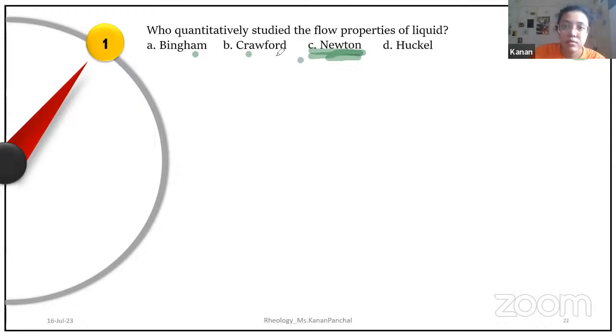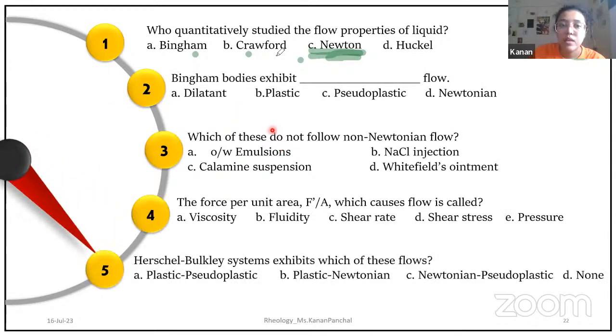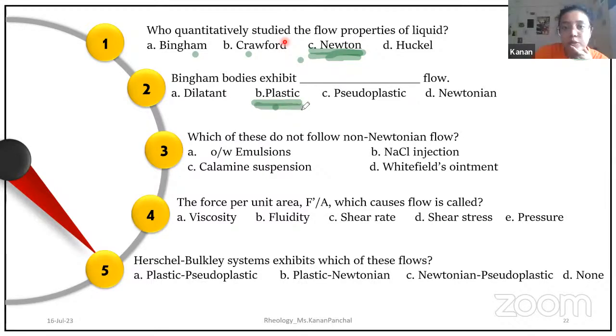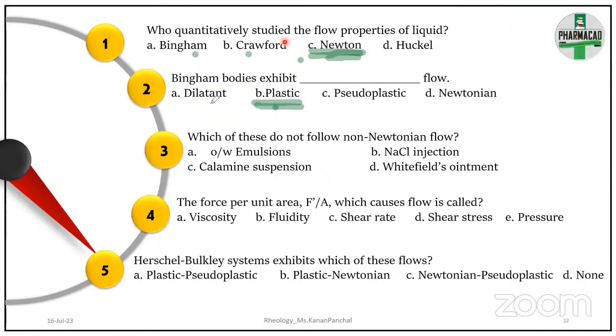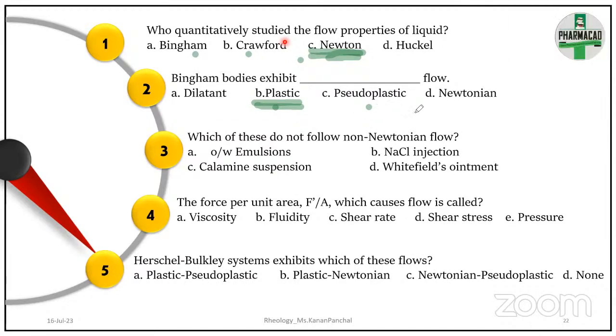Next. Let me put all the questions on screen. Question 2. B. Plastic. Plastic body, Bingham bodies. What do you call the dilatant system? Shear thickening. Pseudoplastic? Shear thinning. Very good.